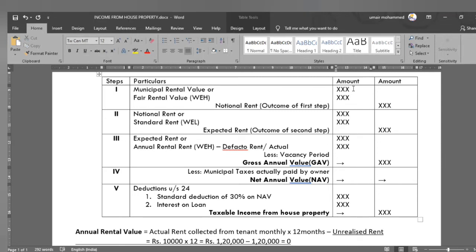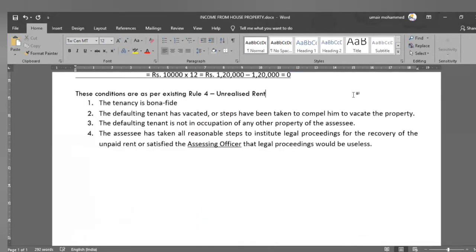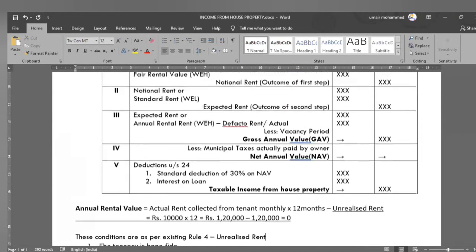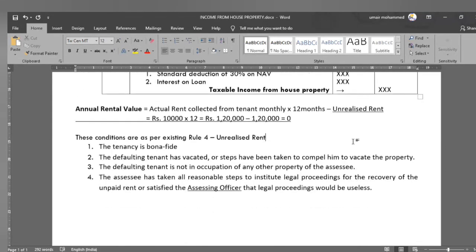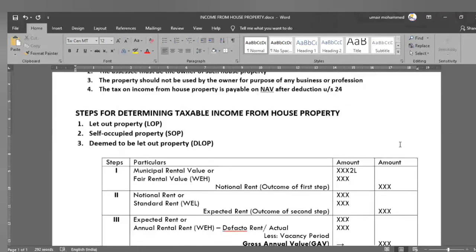Let's say the annual rental value is 2 lakhs. Okay. And fair rental value is 3 lakhs. Done. So this data we have collected from the municipal corporation, the BBMP office. And as per the rule, what should we do? We should take whichever is higher. So which is higher? 3 lakhs is higher. So I take this 3 lakhs here.